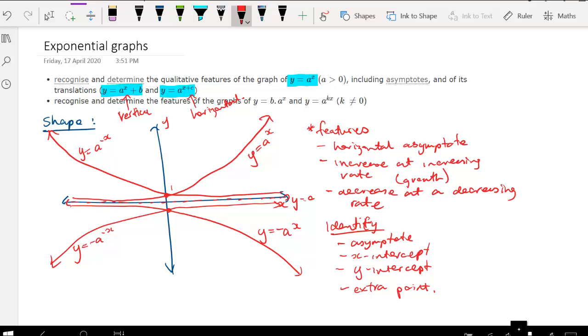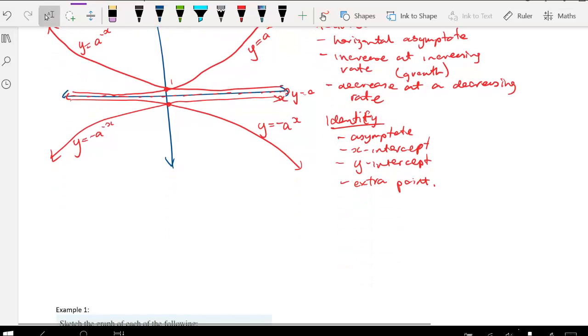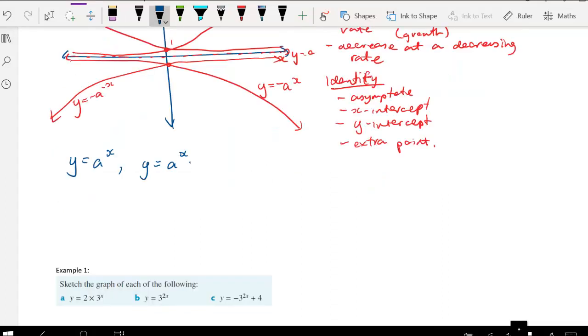And then it also says, looking at the forms y is equal to b times a to the power of x. So we've got a vertical dilation, and y is equal to a to the power of kx. So again, ends up being a horizontal dilation with that growth constant. Right. So if we put these all together, we've got y is equal to a to the power of x. y is equal to a to the power of x plus d. y is equal to b times a to the power of x. y is equal to a to the power of x plus c. y is equal to a to the power of kx.